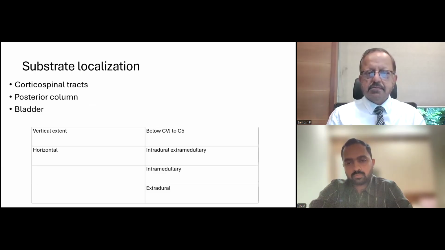Substrate localization: corticospinal tracts, posterior column and bladder fibers are involved. Vertical extent from below CVJ to C5. Horizontal could be either intradural, extramedullary, intramedullary or extradural pathology.